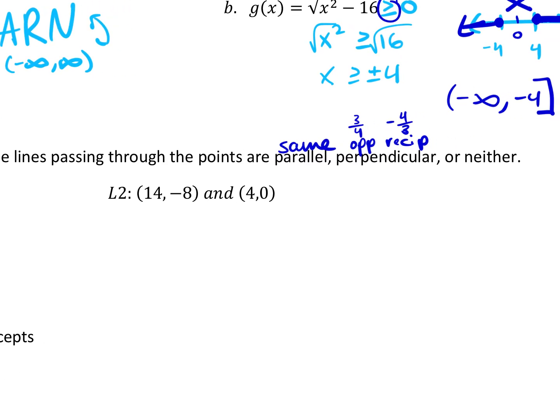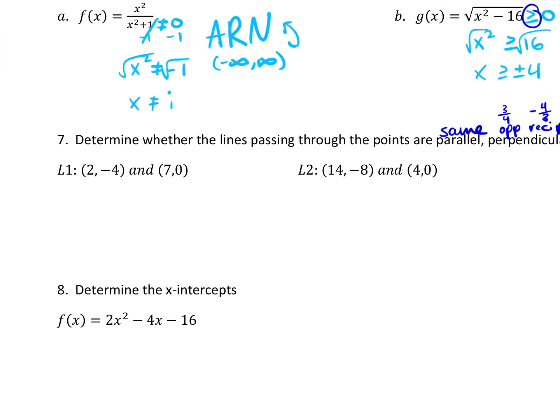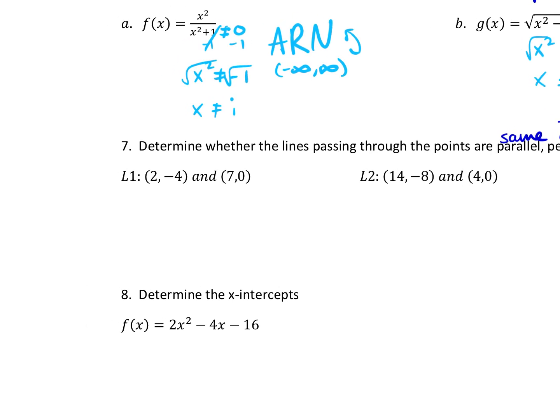And then neither would just be that they're totally different. So we'd have to find the slopes of both of these, see if we get the same number or opposites. We'll practice finding the slope. So our slope formula, that's one you guys got to know. y2 minus y1 over x2 minus x1. So I'll call this x1, y1, x2, y2.